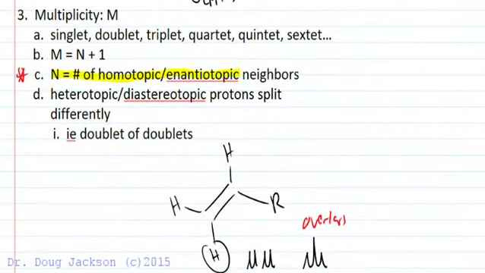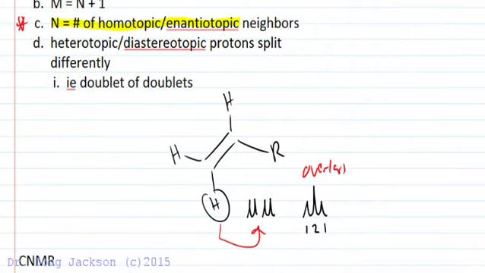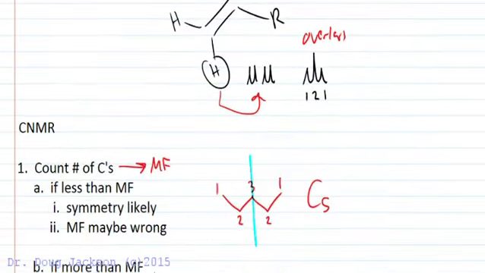Multiplicity, the splitting: singlet, doublet, triplet, quartet, and so forth. Multiplicity is n+1. The number of neighbors that are homotopic or enantiotopic split in the same way. Heterotopic and diastereotopic neighbors split each other differently. So the example seen here, a doublet of doublets, has 2 neighbors of different types.